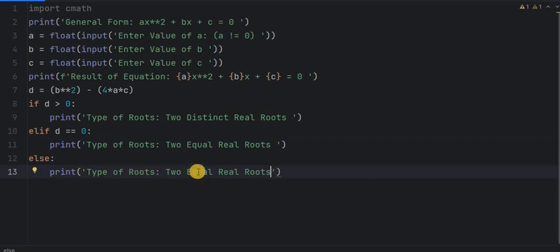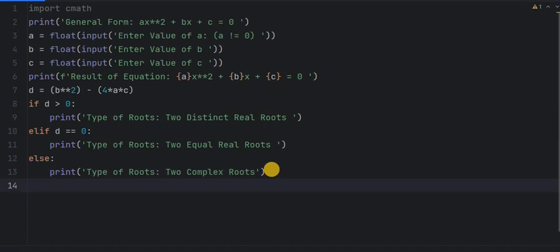Type of root should be two complex roots. So we have two complex roots. That means when d is less than 0, the solution is going to be two complex roots. So the next thing, what next can we do at this point? Let's go ahead and solve the real solution.